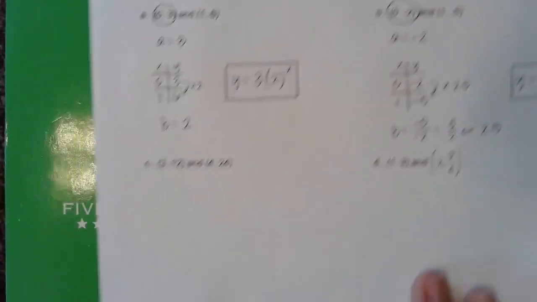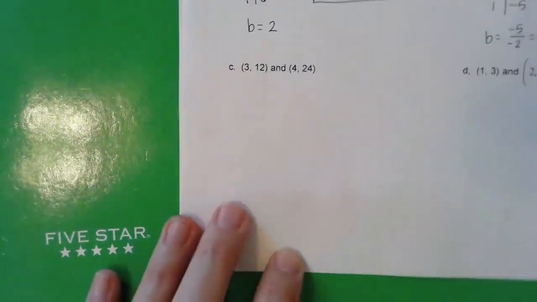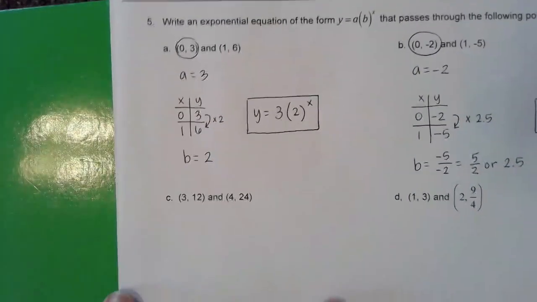The next two problems have a little bit more work because they don't give you the 0 value, so we're going to have to go backwards and figure out what that 0 value is.